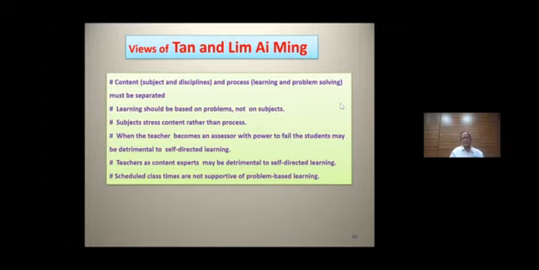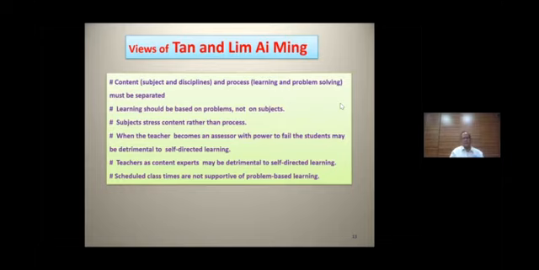Retention is a problem. Unless they come forward to do something, some activity along with the teacher, it is very difficult for them to retain the knowledge acquired in the classroom. Subject stress content rather than process. Therefore, another important point that they have discussed: there is no point in going for the present method of teaching based on certain subjects, and the teacher becomes an assessor with power to fail the student.